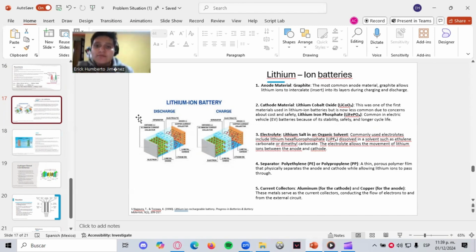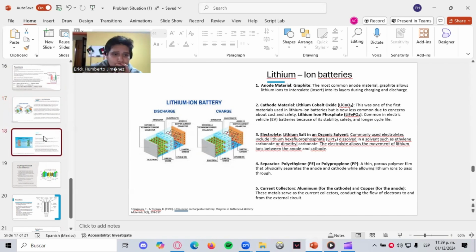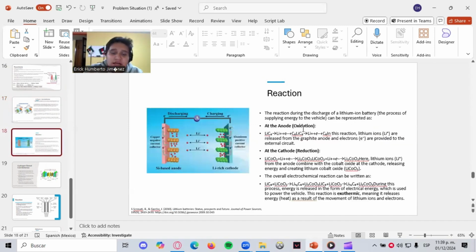Then we have the lithium-ion battery reaction, which is again at the anode oxidation and at the cathode reduction. Oxidation means that it loses electrons, and reduction that it gains. The overall chemical reaction can be written as this, which is exothermic, meaning it releases energy as heat as a result of the movement of lithium ions and electrons.